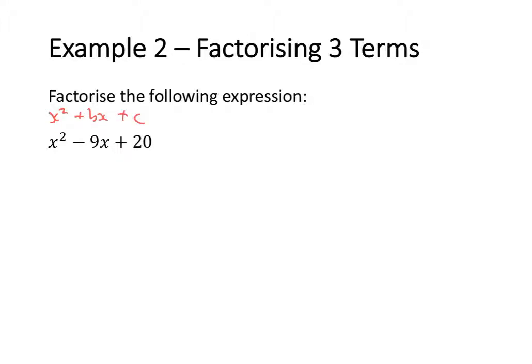So I can use the steps for factorizing three terms to factorize this expression. My first step is to look for factor sets that multiply to give me positive 20. Those factor sets are 1 times 20, 2 times 10, and 4 times 5. Now that I've got my factor sets of 20, I need to do my second step, which is to work out which ones add up to negative 9.